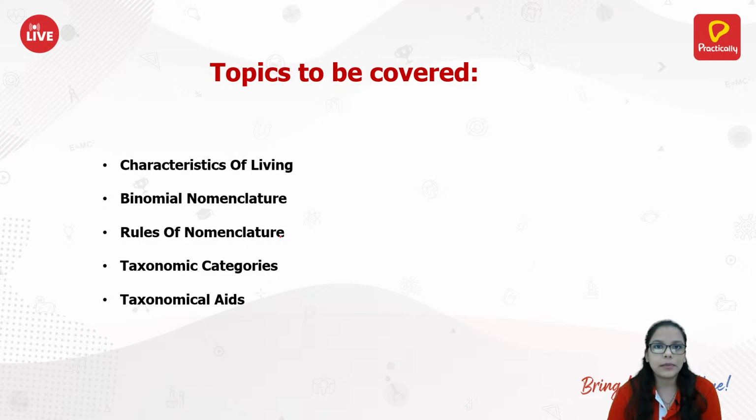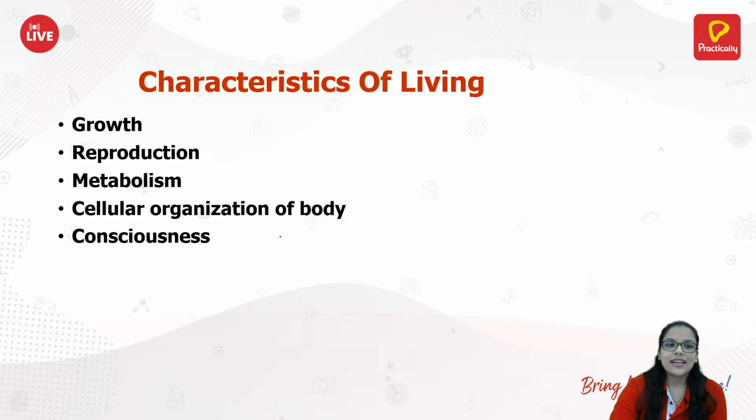So now today what I want to cover is just the basic part. I'm just trying to make a base so that your fundamentals get clear. So today we'll just be talking a little bit about the characteristics of living, about the binomial nomenclature, about rules of nomenclature, what is taxonomy, what are some taxonomic aids. These are just very basic ones you may already know. But what is the harm in clearing up your fundamentals all over again, right? So we'll be covering some of these topics today.